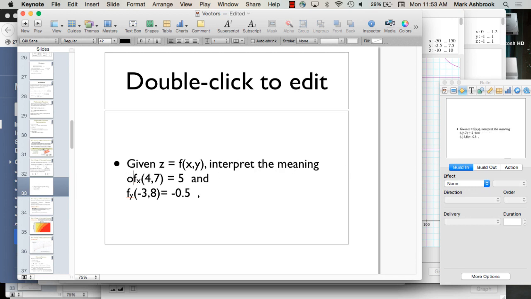So review here. If we have this multivariable function z equals f of x and y, interpret the meaning of f_x of (4, 7) equals 5 and f_y of (-3, 8) equals -0.5. What I do not mean by this is just that the rate of change is 5. The partial derivative with respect to x is 5. What exactly does that rate of change mean? And what does it mean that the partial derivative with respect to y is -0.5? What does that rate of change mean?